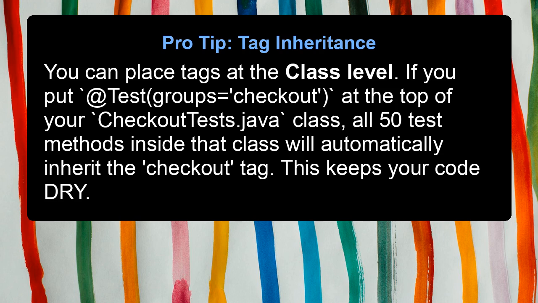Pro tip: tag inheritance. You can place tags at the class level. If you put @Test(groups = "checkout") at the top of your CheckoutTests.java class, all 50 test methods inside that class will automatically inherit the checkout tag. This keeps your code DRY.